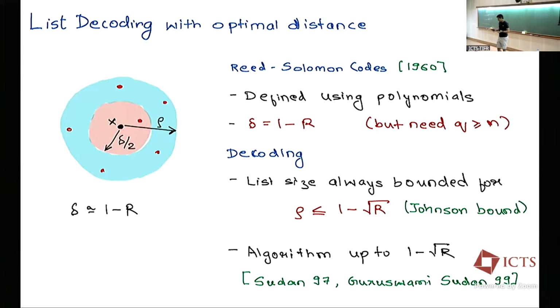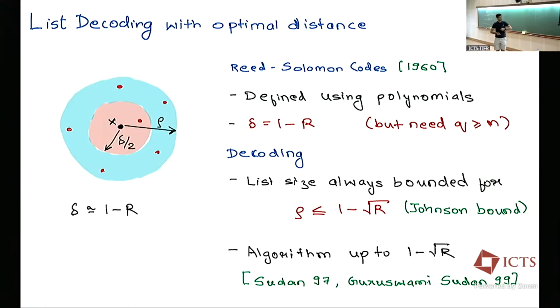Okay, so now we have this optimal radius. Can we get there? Are there codes which do this? Again, there's this classical family of codes, Reed-Solomon codes, which, as Swastik said, are like the best codes ever. They actually achieve the Singleton bound, even in a non-asymptotic sense. They're just defined using polynomials. You take a polynomial of degree k and evaluate it on n points. But you need the alphabet size q to be large, because you have to have n points in your field.